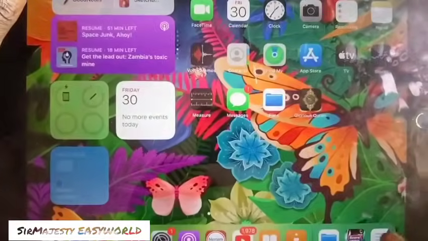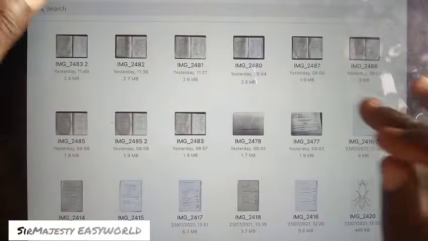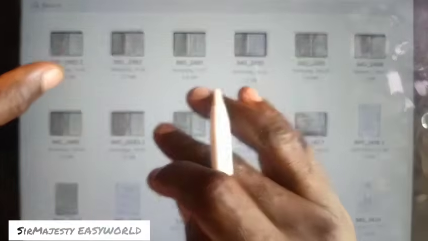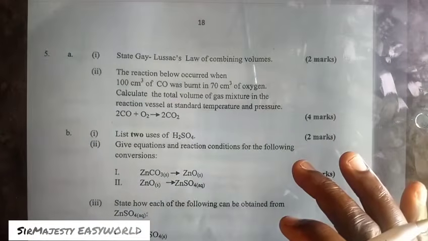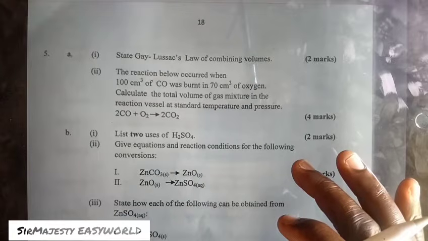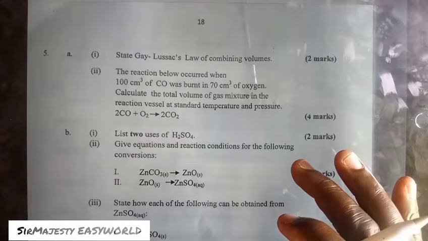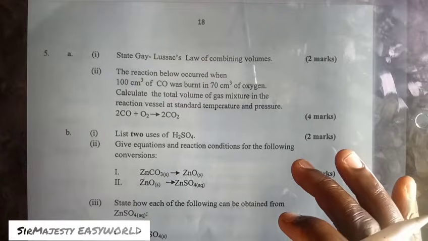Then the next question following it up. Okay. So the second one is calculation. The reaction below occurred when 100 cm3 of CO was burnt in 70 cm3 of oxygen. Calculate the total volume of gas mixture in the reaction vessel at standard temperature and pressure.